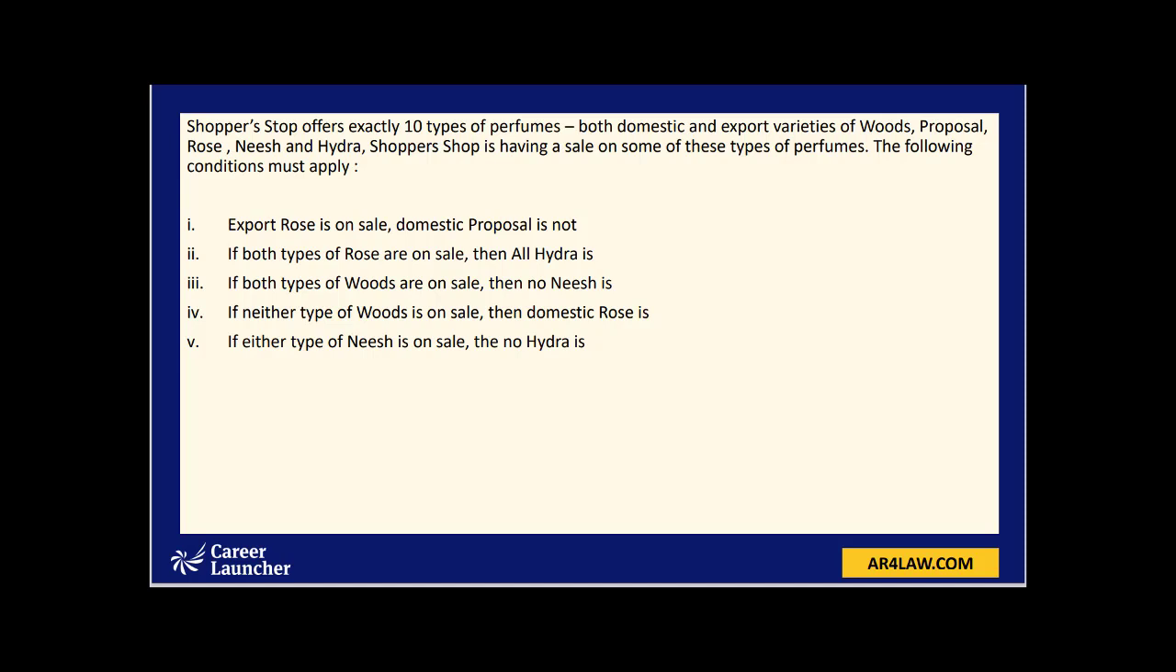The first condition is: export rose is on sale, domestic proposal is not. Now this statement looks like a definite statement. So this tells me that whenever I'm listing the perfumes which are on sale, export rose has to be there. There are no second thoughts about that. And whenever I'm listing perfumes which are on sale, domestic proposal can never be on that list. So that's what we need to understand from condition 1.